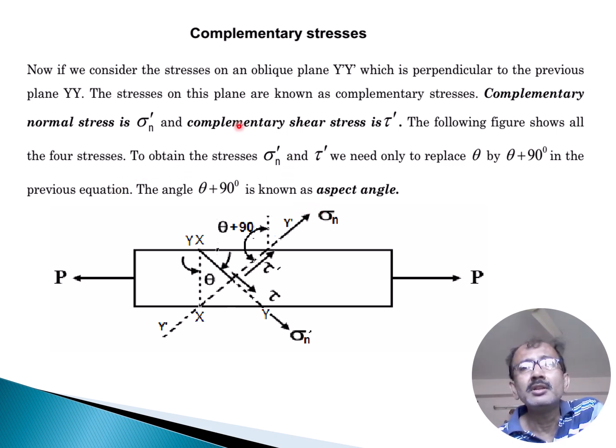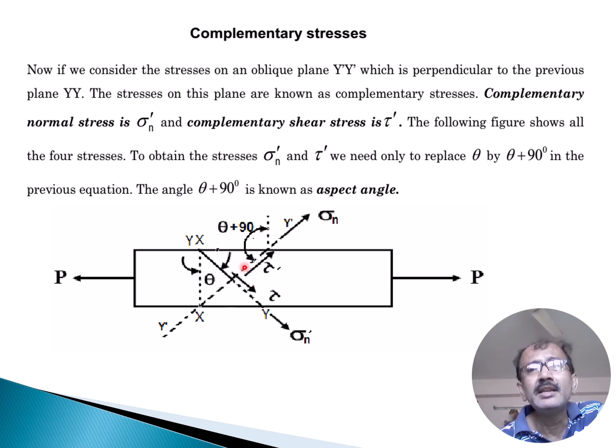To obtain sigma n dash and tau dash, we need only to replace theta by 90 plus theta. That means we add 90 degrees to the existing angle, and we obtain this plane. This is the previous one, and if we rotate it, that should be YY. So this is the Y dash and this is the Y dash. Theta plus 90 should be the angle.